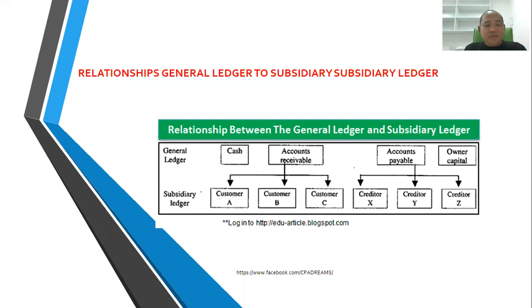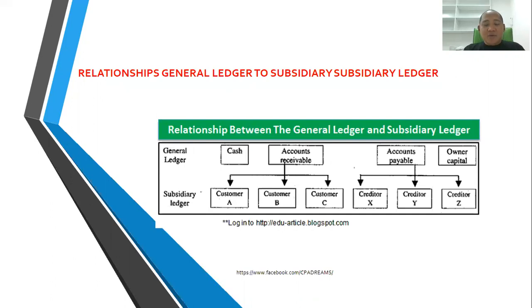subsidiary ledger? The general ledger is relieved of too much detail. The trial balance will be shorter. The preparation of financial statements is facilitated, and the work could be divided between several persons.